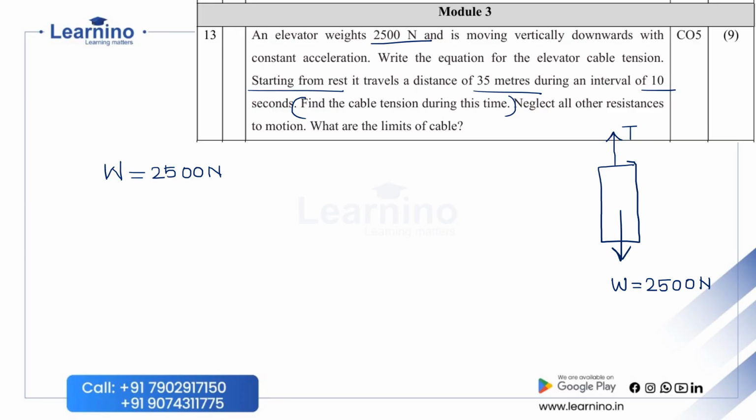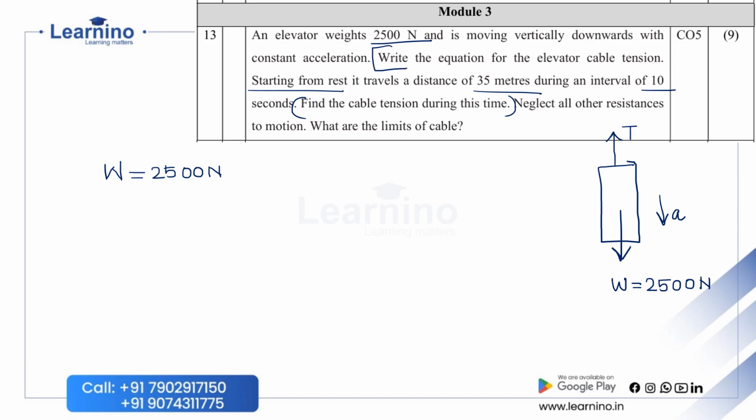Okay. Next, they have given that the elevator is moving vertically downwards and the motion or acceleration is in the downward direction. Okay. First, write the equation for elevator cable tension. First, we need to write the equation for tension.